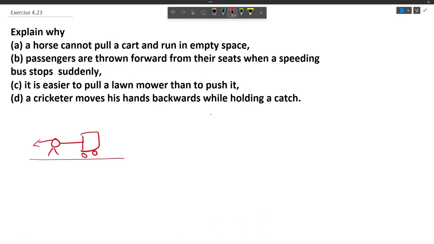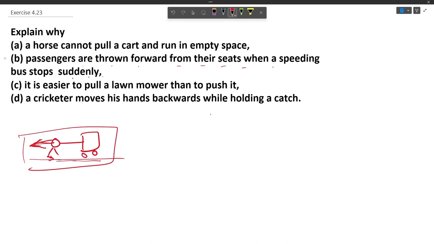What happens is that the horse pushes the ground, maybe in this direction, and that leads to a reaction that makes the horse go in the opposite direction and thereby pull the cart. Now if the third agent is not there, then there is no reaction upon the hopping of the horse's feet, so there is going to be no motion at all. That explains it.